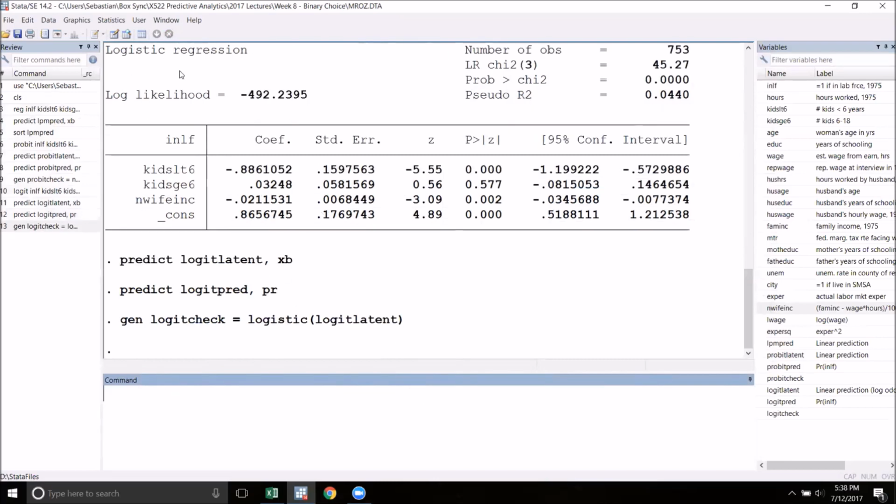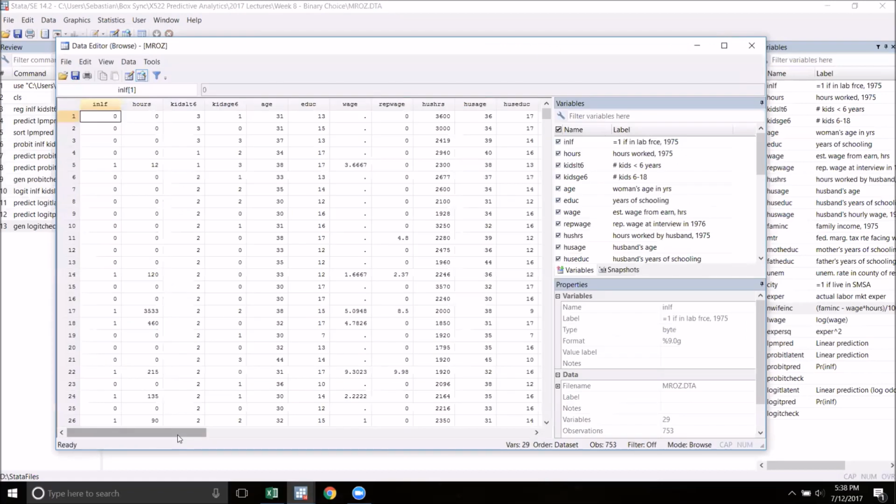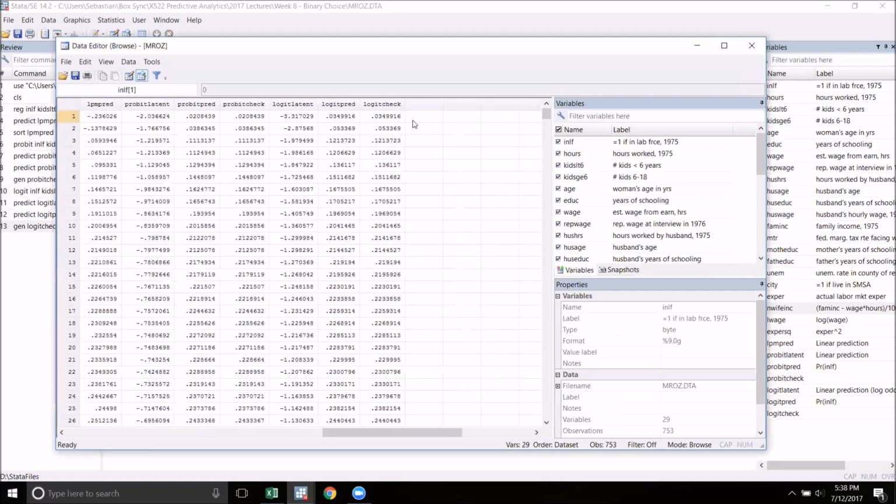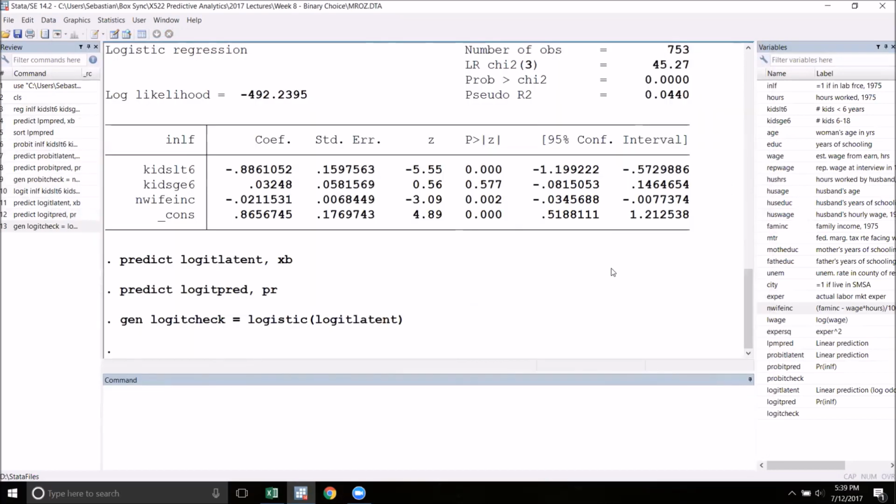Logistic is simply the logistic CDF. When we compare these, you can see again that they are identical. The last thing I want to talk about is calculating marginal effects. This is a little bit tricky with Probits and Logits because we don't have a linear function anymore.